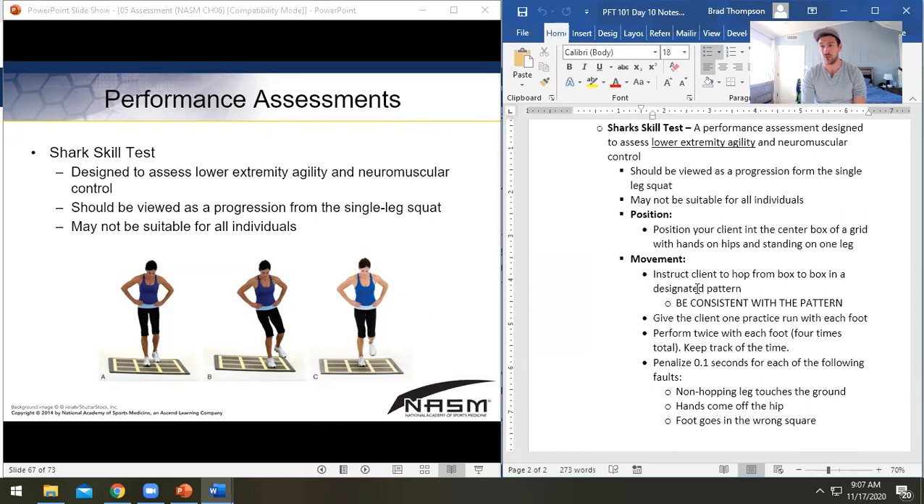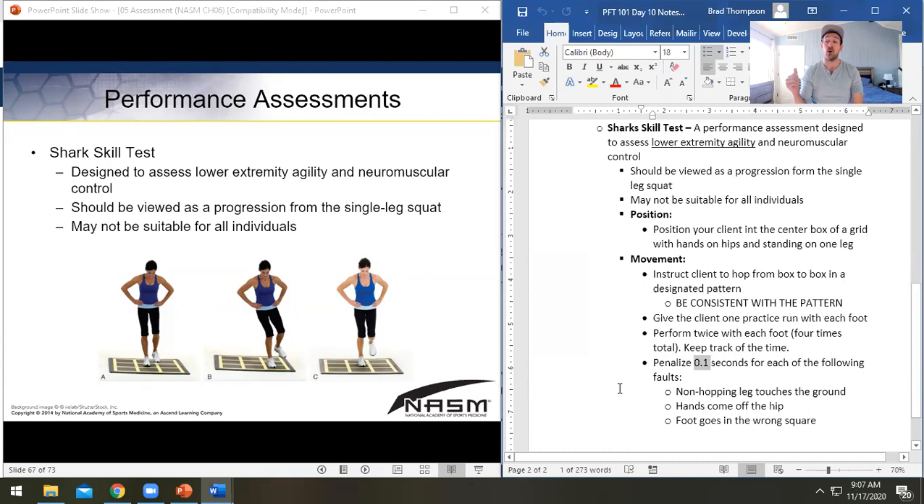Give them a practice run with each foot. They'll end up doing 3 rounds with each leg, but only 2 of the rounds are going to count. Perform twice with each foot, so that's 4 times total, and you're going to keep track of the time. Their hands have to stay on their hips. Their other foot is not allowed to touch the ground, and they have to jump into that specific pattern. If the non-hopping leg touches the ground, that's a penalty. If their hands come off the hips, that's a penalty. If their foot goes into the wrong square, that's a penalty. And you're going to penalize them 0.1 seconds every time any of those things happen.